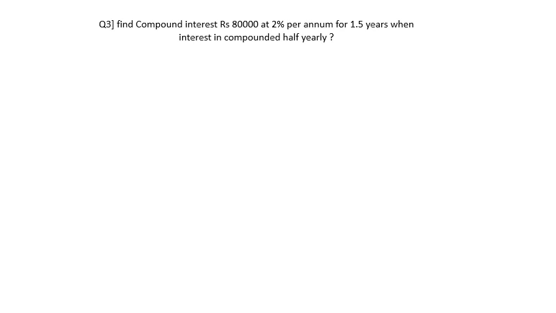Interest is compounded half yearly. Per annum rate is 2%, so the half-year rate will be 1%. The time period is 1.5 years. How many half-year periods do I have in 1.5 years? 3 half-year periods, right?